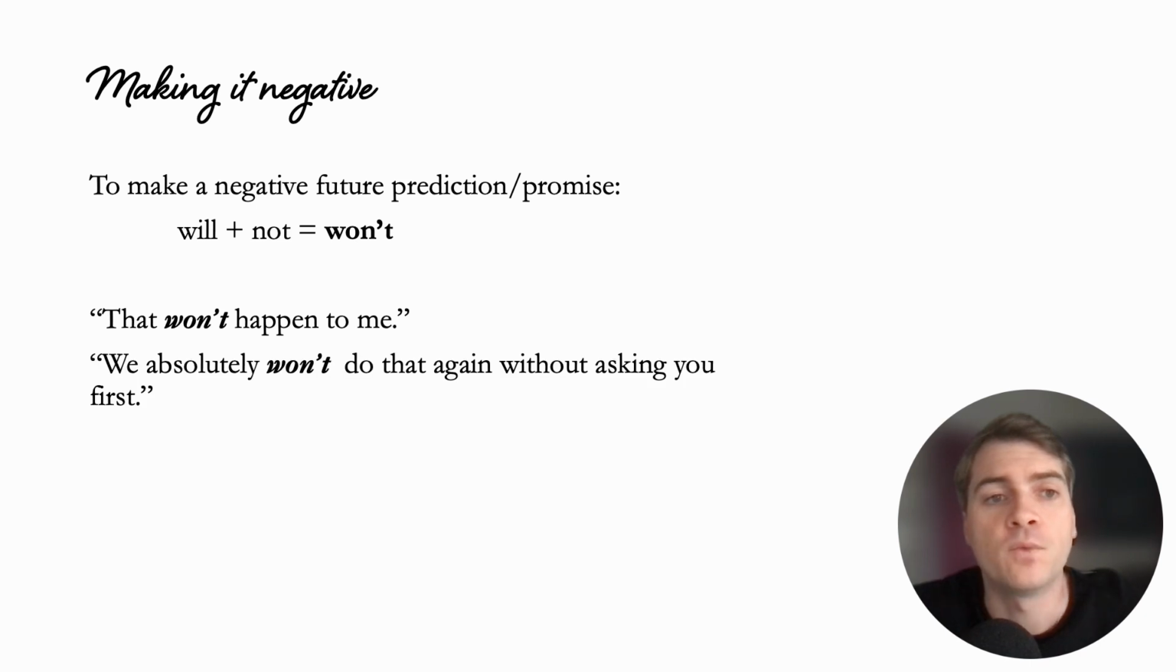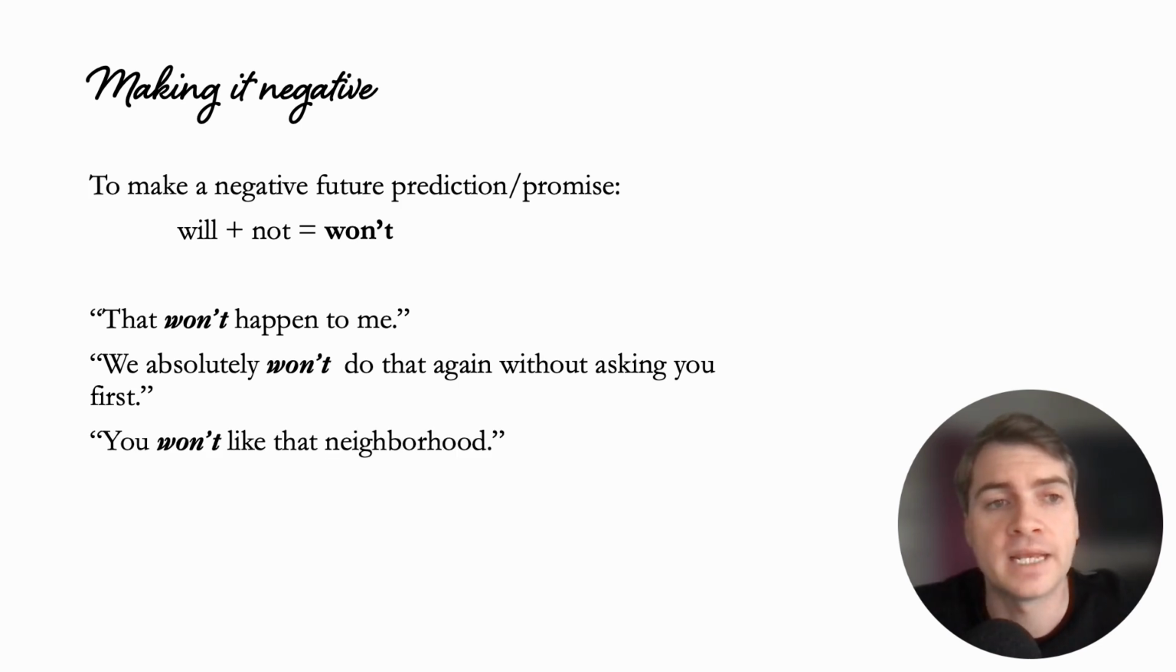Then we absolutely won't do that again without asking you first. This one is a promise that they will not do something. All right, and then one more negative prediction. You won't like that neighborhood, okay? I'm predicting you won't like that neighborhood.